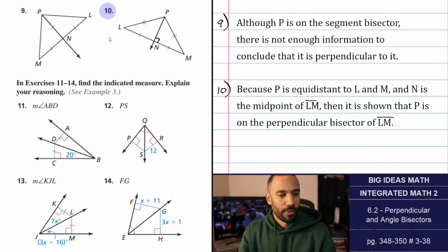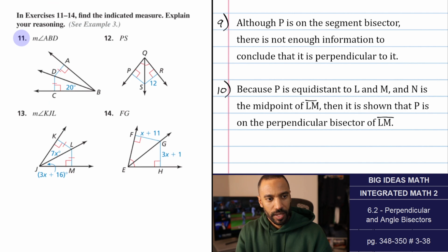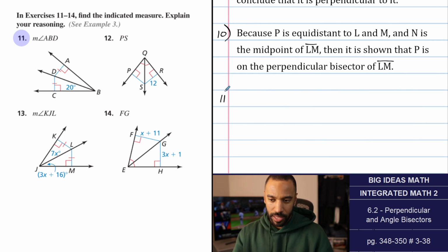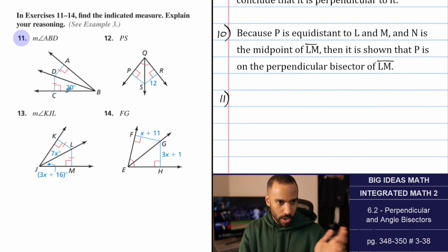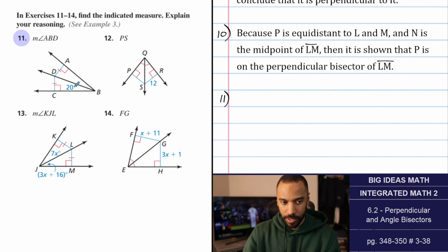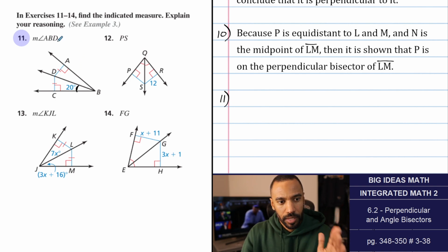Okay, numbers 11 through 14. Let's find the indicated measure and explain your reasoning. Now we're talking about angle bisectors. So in the first drawing, I don't necessarily see an angle bisector here. By the way, the 20 degrees they're talking about is this arc right there, that angle. So this measure is 20 degrees. They want to find the measure of angle ABD. This is the one in question right here.